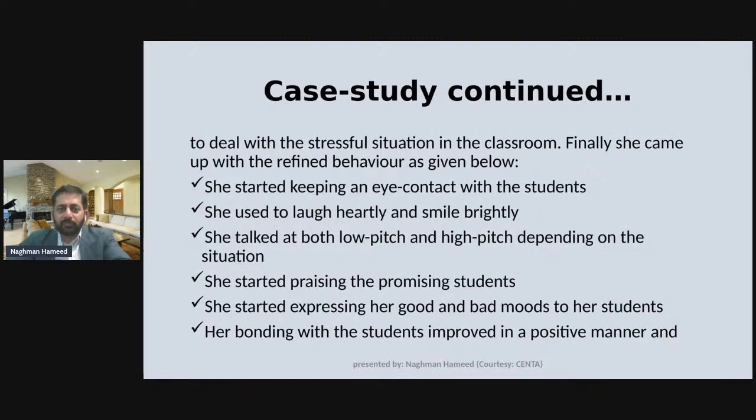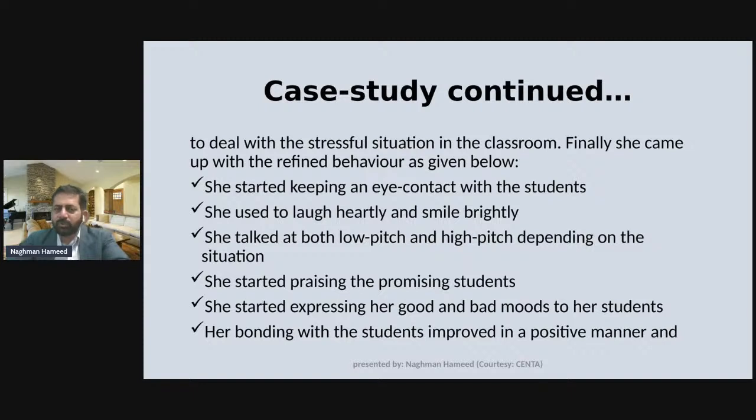To deal with the stressful situation in the classroom, he guided that teacher. Finally, she came up with the refined behavior as given below. Now, these are the things. She started keeping eye contact with the students. It's very important. It shows your confidence and your involvement. She used to laugh heartily and smile brightly, right? With full emotions, full expressions. Smile fully and laugh heartily.